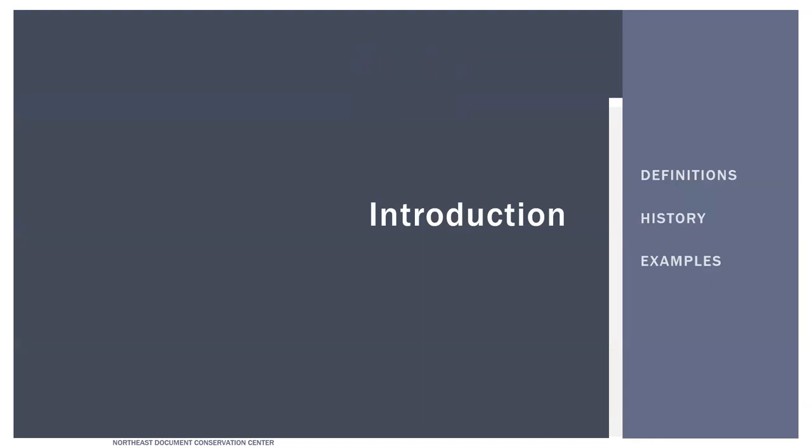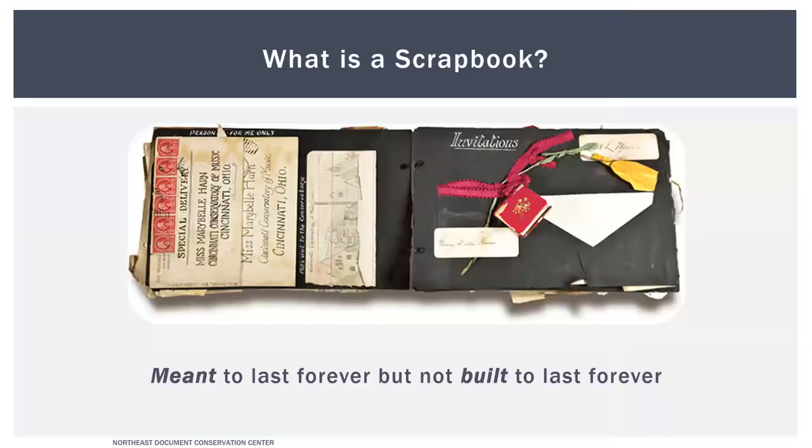Since scrapbooks are an incredibly varied format, it's helpful to start with some basics to define what we're really talking about, which includes looking at a brief overview of their history and development. Let's start by explaining what we mean by scrapbook. Scrapbook is a flexible term that can refer to any type of book that contains scraps, like scraps of paper, attached to the pages of a document a person, a place, an event, anything like that.